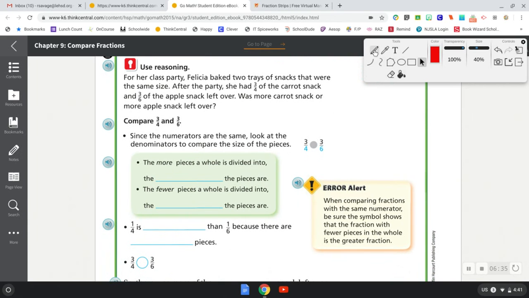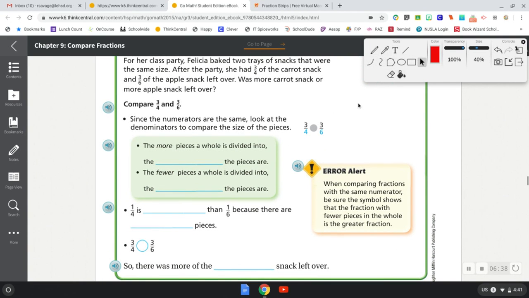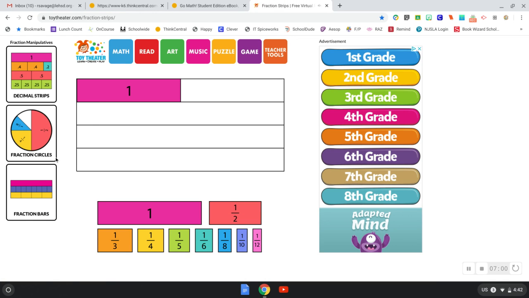For her class party, Felicia baked 2 trays of snacks that were the same size. After the party, she had 3/4 of the carrot snack and 3/6 of the apple snack left over. So we want to compare the amount of snacks that were left over. So we're comparing 3/4 and 3/6. Fraction strips, 3/4. Now remember, this is what's left over, 3/6.